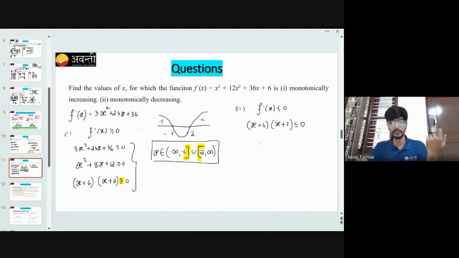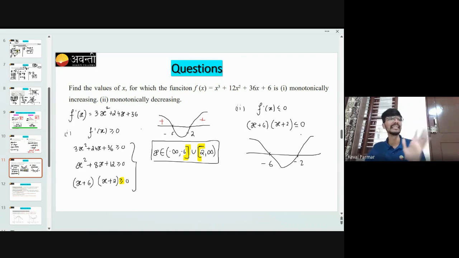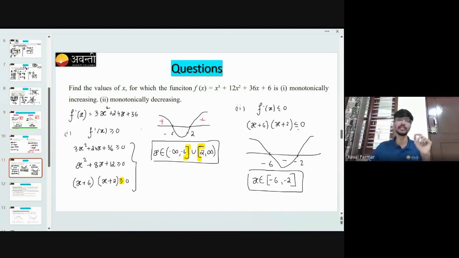So again we'll do the same thing. Wavy curve, -6, -2, draw a wave, and this time we are looking for less than 0, meaning the negative side, below the axis. So that means here x will belong to -6 to -2. Again, why is there a square bracket on -6 and -2? Because here we have an equality.